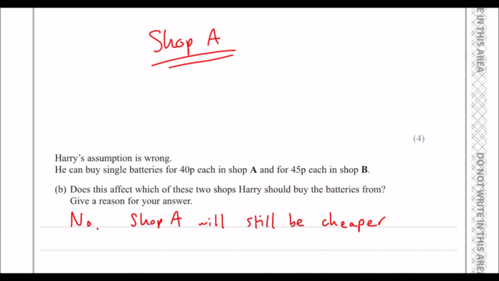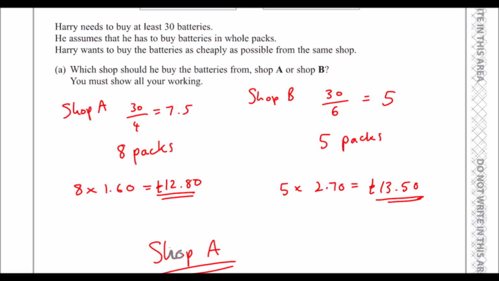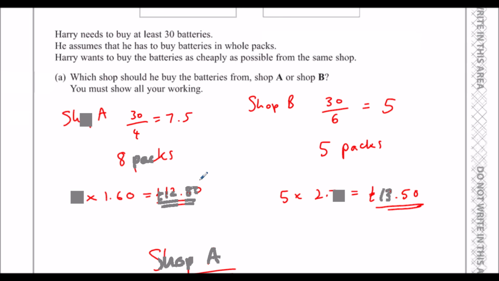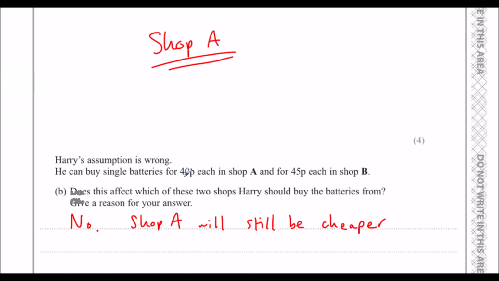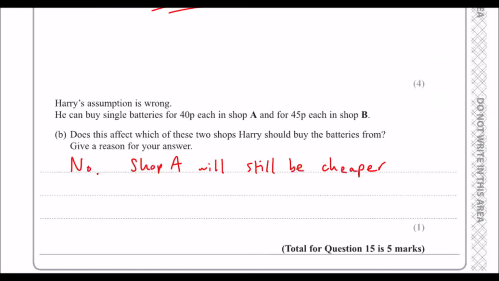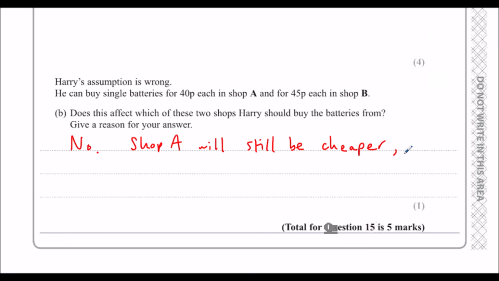And actually it'd be even less, the difference would be even more. So if he only had to buy 7 packs, he would have saved £1.60 and then bought 2 extra batteries, half a pack, 80p extra. Shop A will still be cheaper. It will now be even cheaper than before.